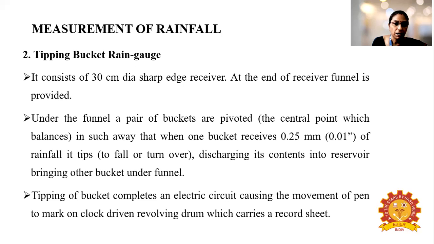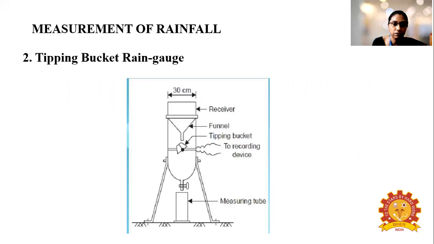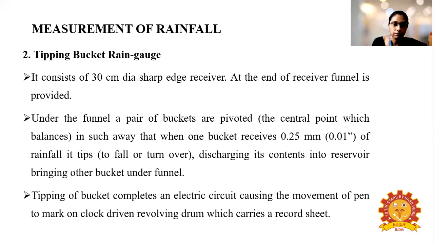So the tipping bucket is connected to the movement, that is the pen, and it marks on a clock driven revolving drum. You have a revolving drum which carries a record sheet. In the diagram you can see the rotating drum, where you have the record sheet to record the amount of rainfall.